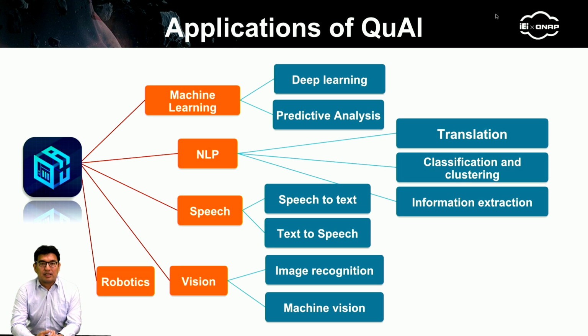Now let's see the application of QAI. There are a lot of topics in current research already using AI, like NLP, vision, and robotics. And they have a lot of applications already deployed into products, like speech to text, text to speech, or image recognition. We will look at some case studies to share with you how to use QNAP and IEI products.